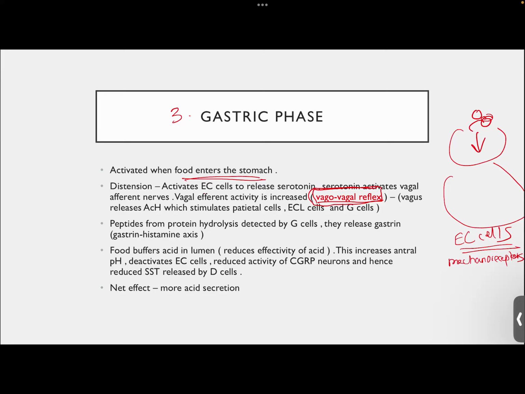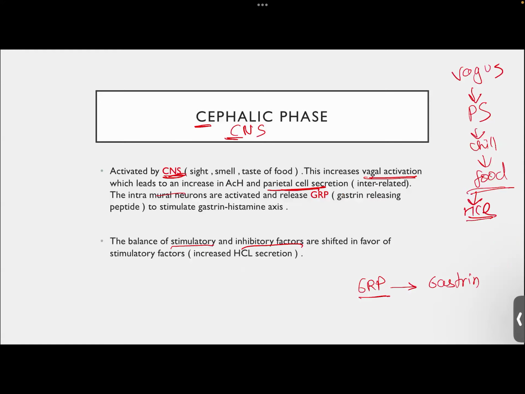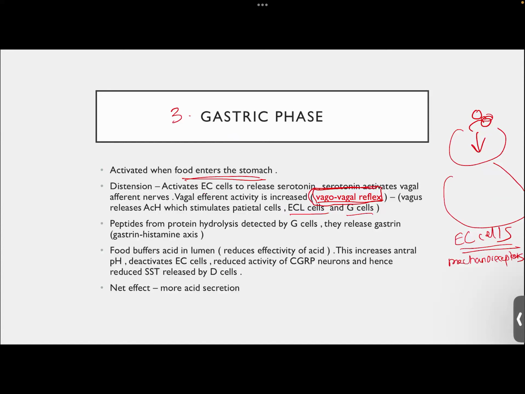And literally on the last slide, what did we learn? The vagus releases ACh and stimulates parietal cells. So it does the same thing here. It's not going to change: ACh and parietal cells. It also activates the ECL cells and G cells. If you remember this, you don't need to remember anything else. The vagus is parasympathetic. Parasympathetic means chill. Chill means food. And what do we need for food? We need all the other things that are responsible for food digestion, which includes parietal cells, HCl, ECL cells that produce histamine, which is for the gastrin-histamine axis, and G cells that produce gastrin, which is also for the gastrin-histamine axis. That's why the vagus activates them.